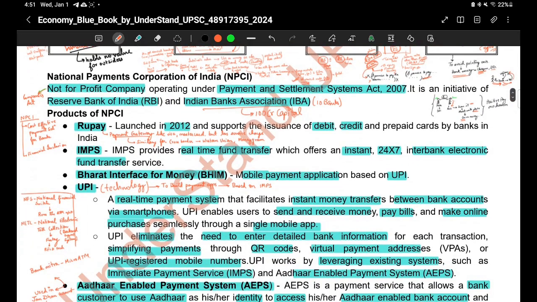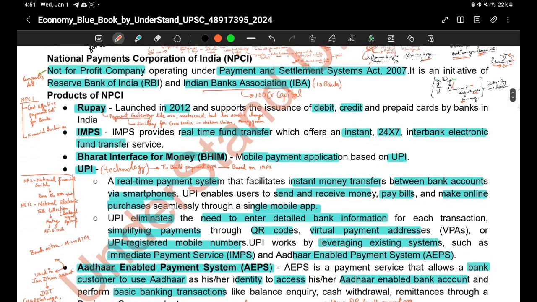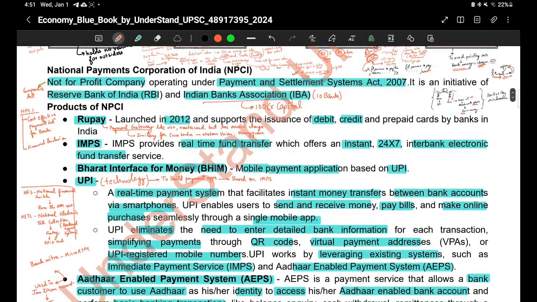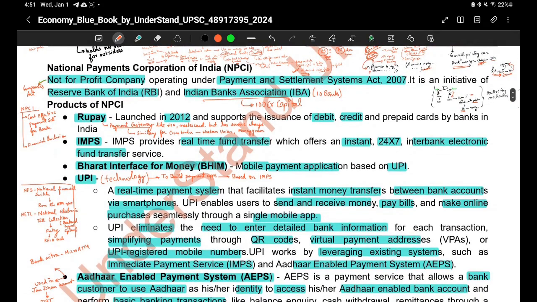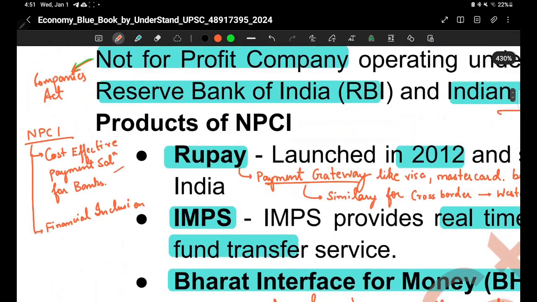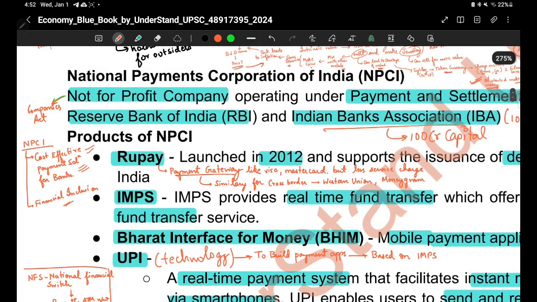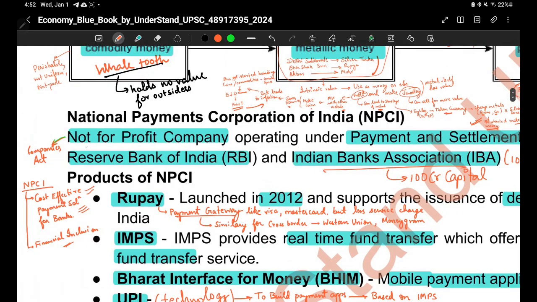Then NPCI. What is NPCI? Why was it created? To make cost-effective payment solutions for banks and to provide financial inclusion to society. It is a not-for-profit company.